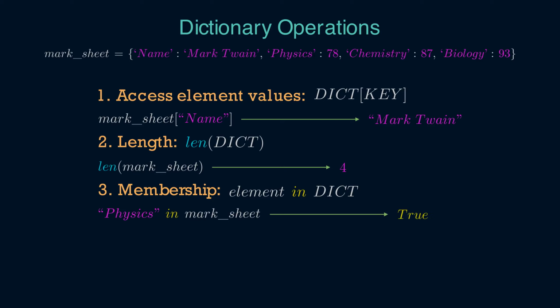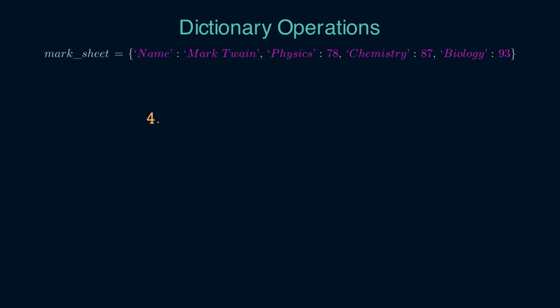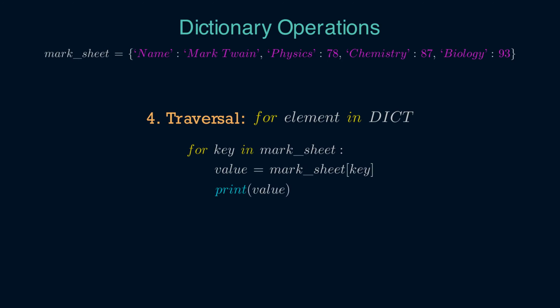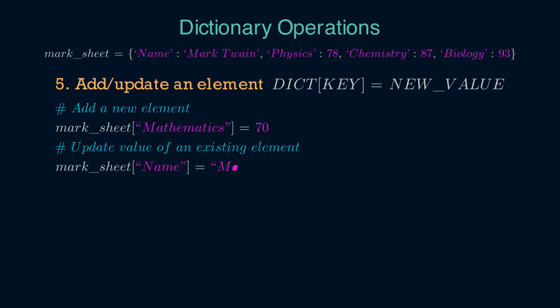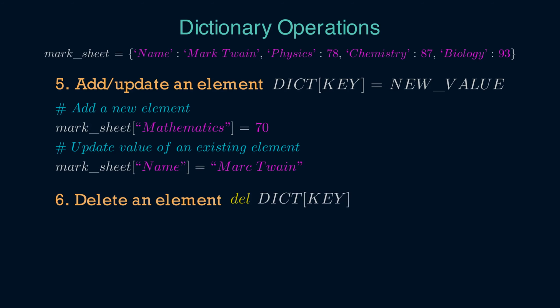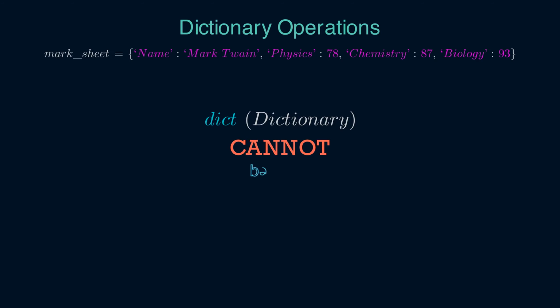3. Membership check also is possible. 4. And so is the traversal by keys. 5. We can add or update an element. 6. Or remove an existing element. But a dictionary cannot be sliced or concatenated. Now it's time to sum up the lesson.